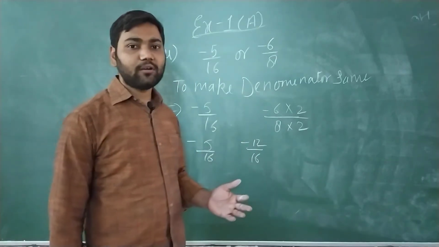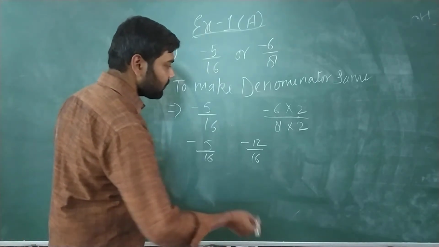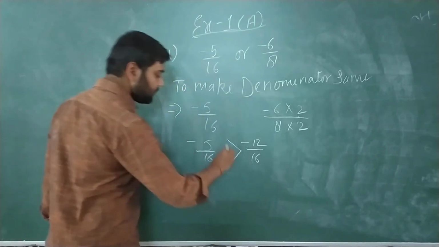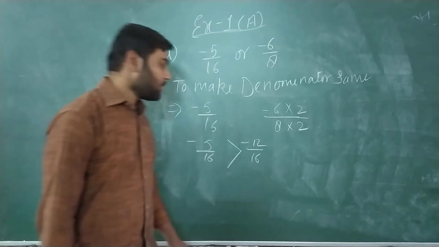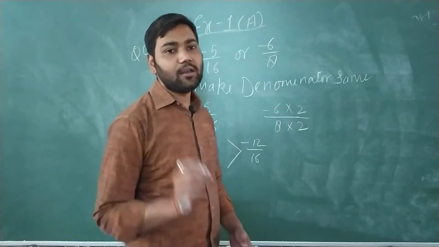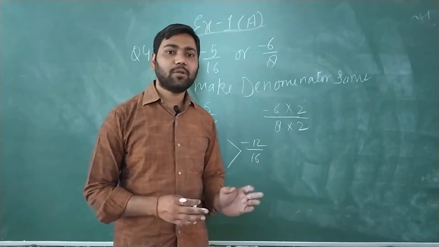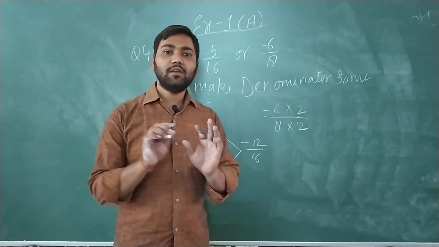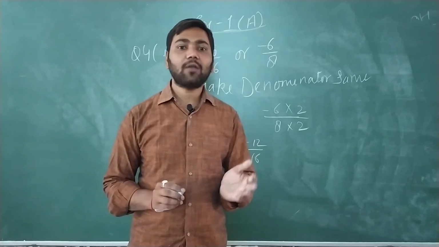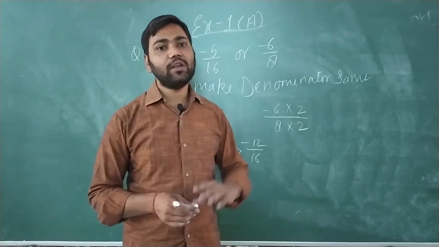Now we have the denominator the same in both cases, so we can easily identify which number is greater and which is smaller. We know that minus 5 by 16 is greater than minus 12 by 16. Why? Because among negative integers, the number which is closer to 0 is greater than the number which is farther from 0 in negative terms.